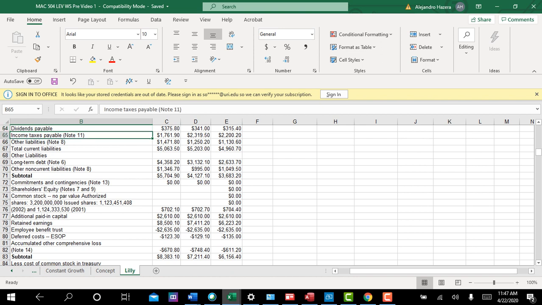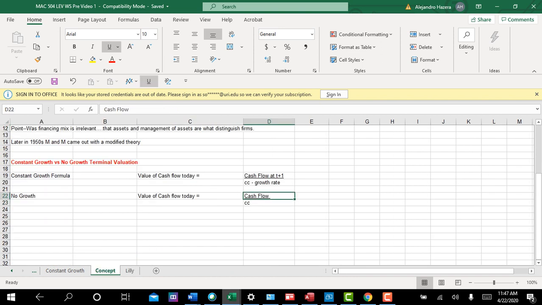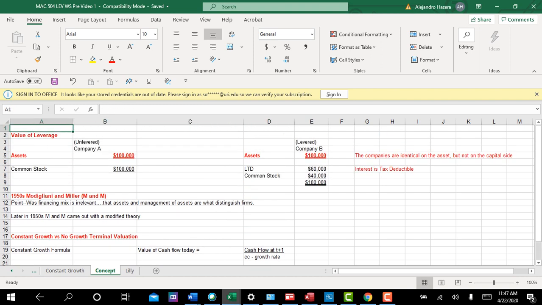And as you recall, in the first video on leverage, we went over 2 things. Number 1, the concepts. The main concepts are, number 1, that it's the asset values that drive a firm and not its mixture of capital, debt versus equity. And the modified version of this is that Modigliani and Miller, the people who made this theory, modified the theory to recognize that interest is tax deductible and therefore has a value.